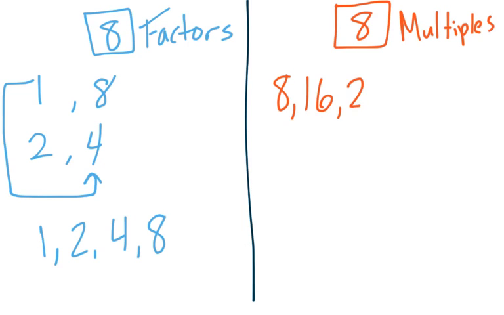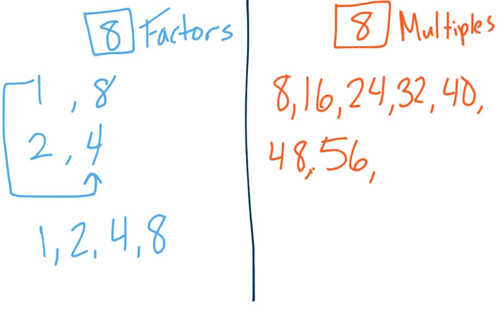8 times 3, 24. 8 times 4, 32. 8 times 5, 40. 8 times 6, 48. 8 times 7, 56. 8 times 8, 64. 8 times 9, 72. And then 8 times 10 is 80. Now, when we look at these numbers that we just wrote down for multiples, we see that we're skip counting by 8. We're increasing by 8 every time.